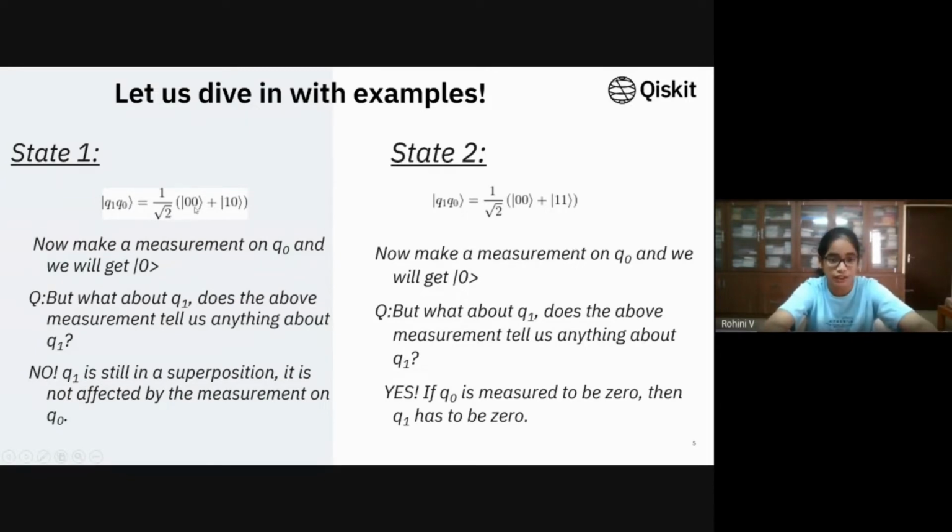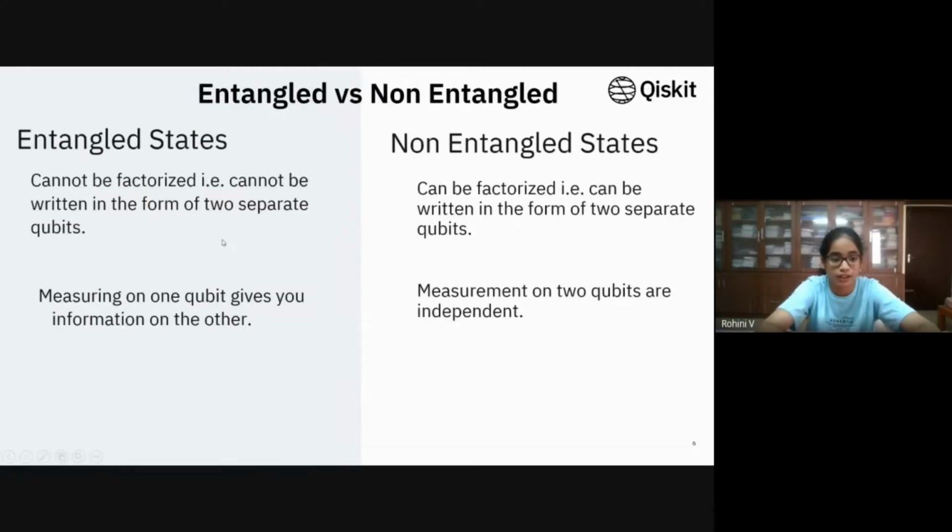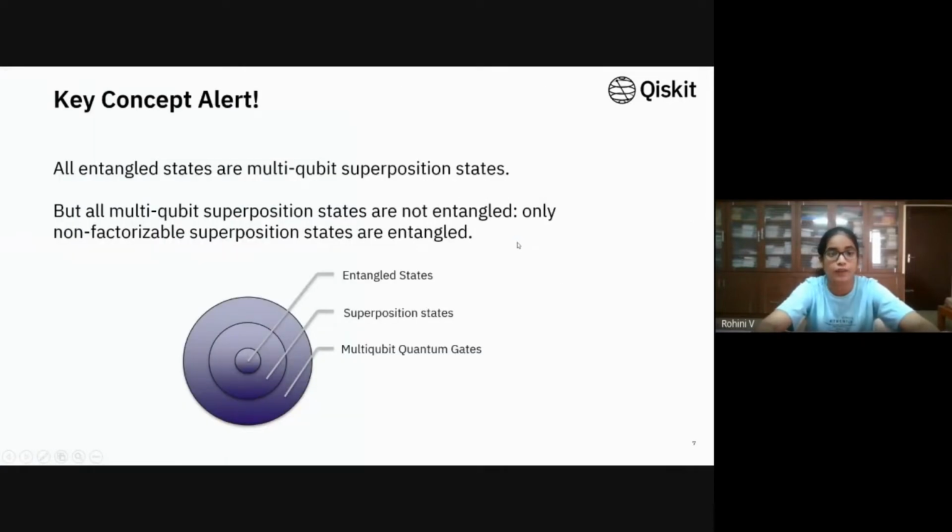We measured Q0 and we got 0, and then we have to again measure Q1 and get the result. Q0's result does not affect Q1's result. So for entangled states, measuring one qubit gives you information on the other, while for non-entangled states, the measurements on 2 qubits are independent. Now we'll see the key concept alert. All entangled states are multi-qubit superposition states, but all multi-qubit superposition states are not entangled. Only non-factorizable superposition states are entangled.